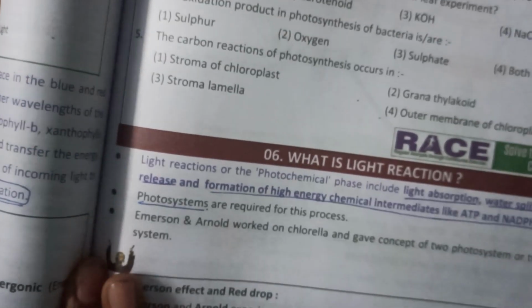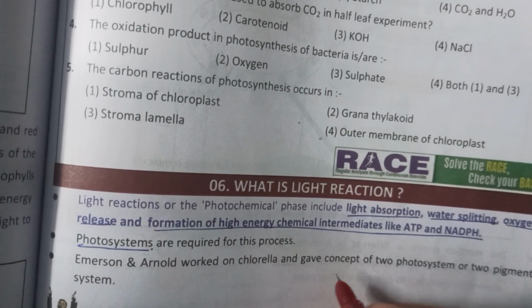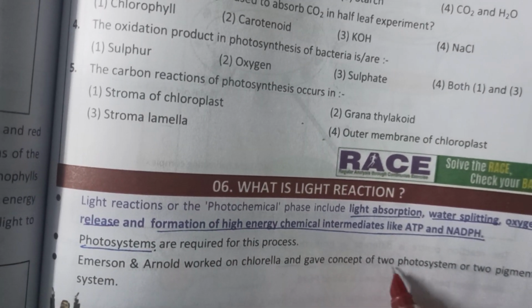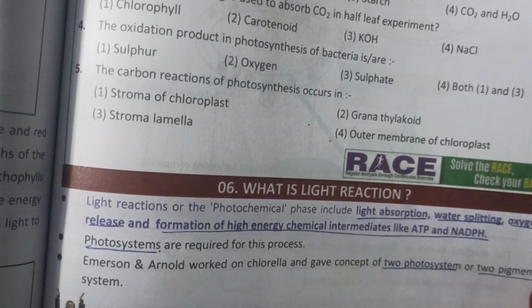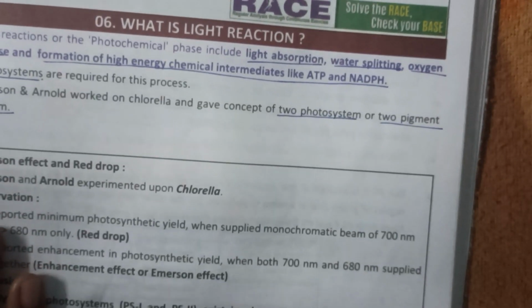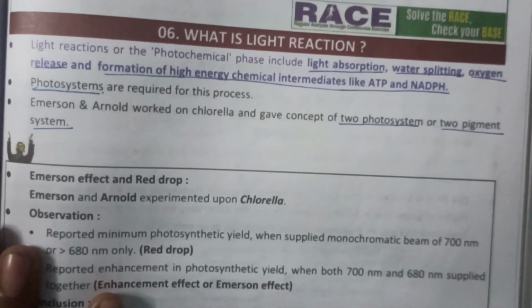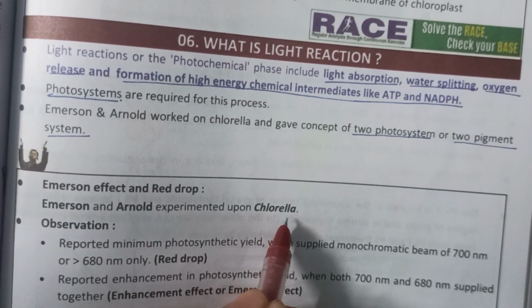Okay, so Emerson and Arnold, two scientists, worked on chlorella and gave the concept of two photosystems, photosystem 1 and 2 pigment systems. So Emerson effect and red drop. So what is called the Emerson effect and red drop? Emerson and Arnold's experiment upon chlorella.